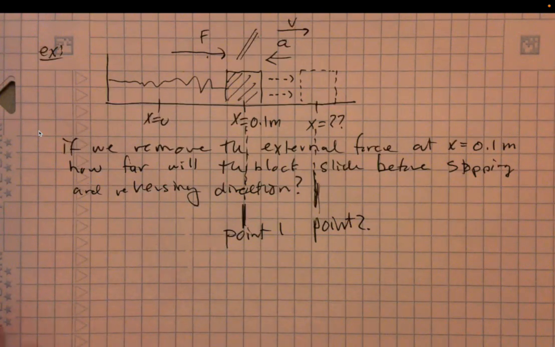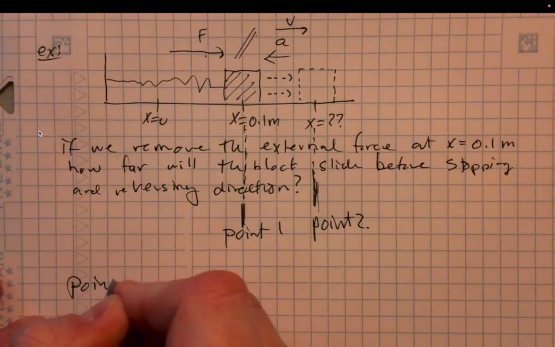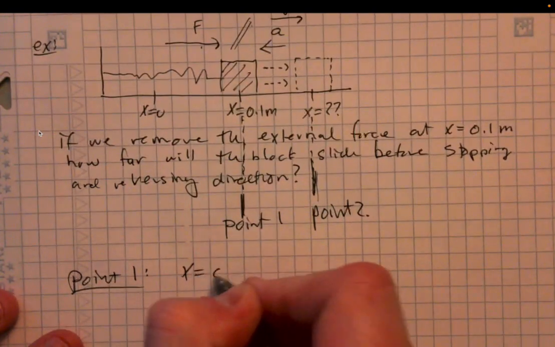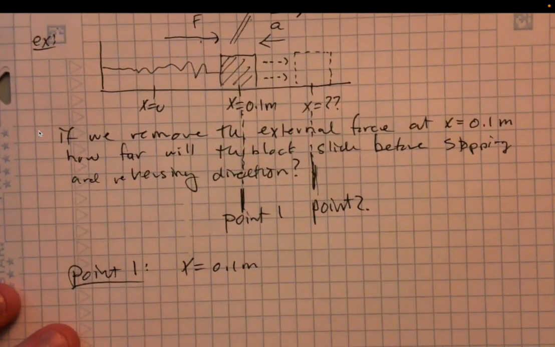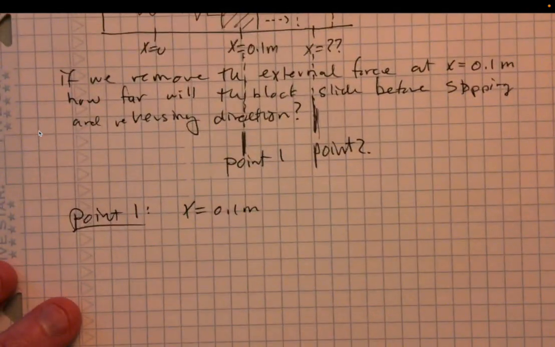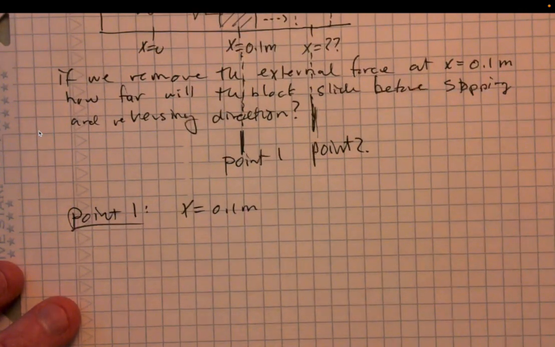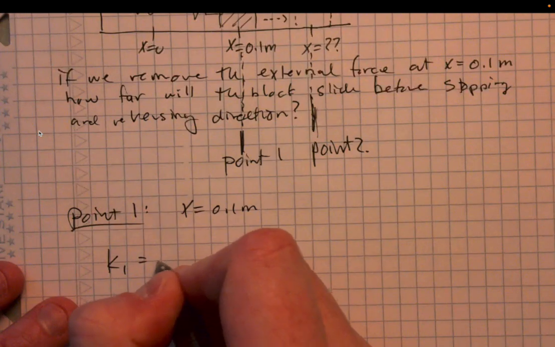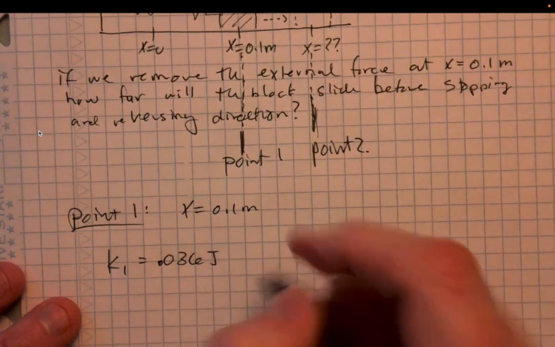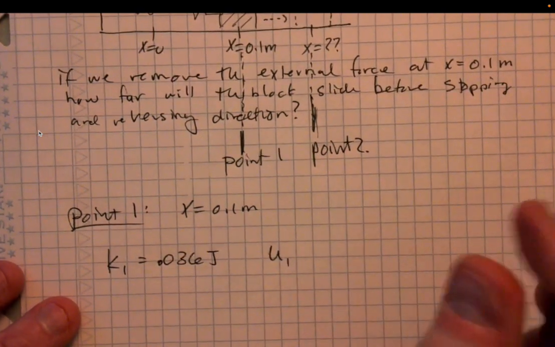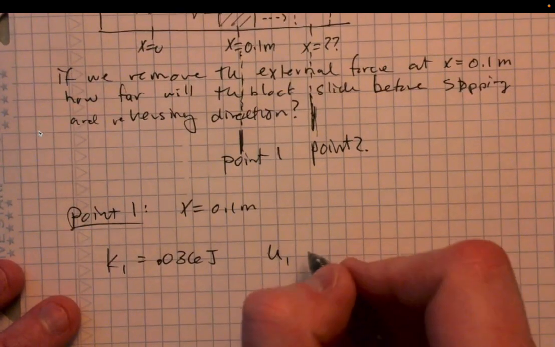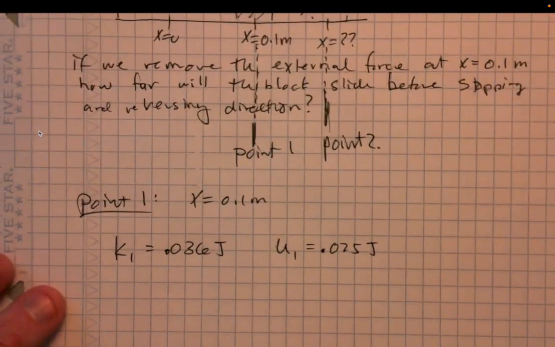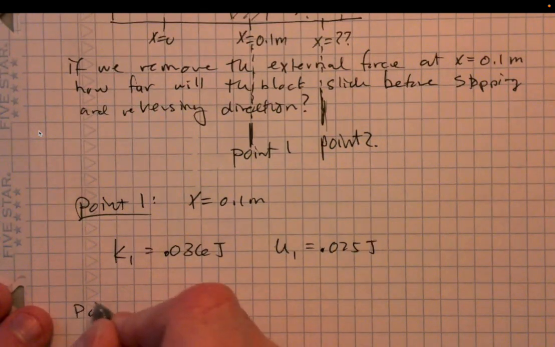Right? So at point 1, x equals 0.1 meters. We have the quantities from the previous section, right? We know that the kinetic energy at point 1 is 0.036 joules. We calculated this, and the potential energy at that point is 0.025 joules, right? And this is from the previous section. What about point 2?